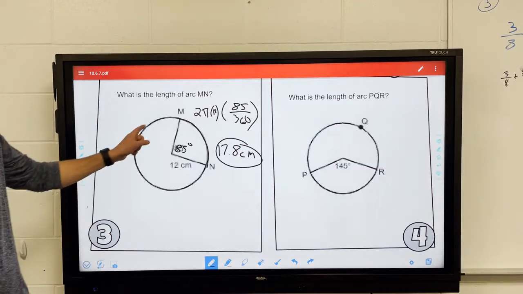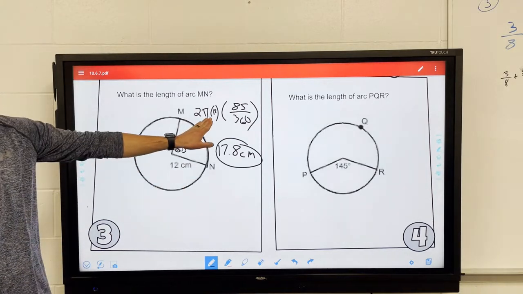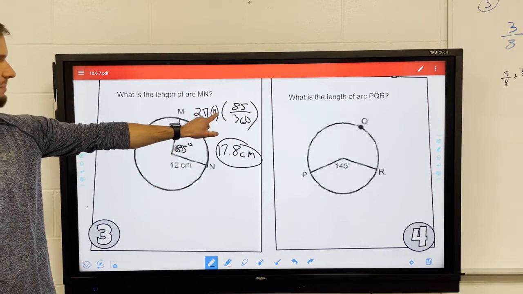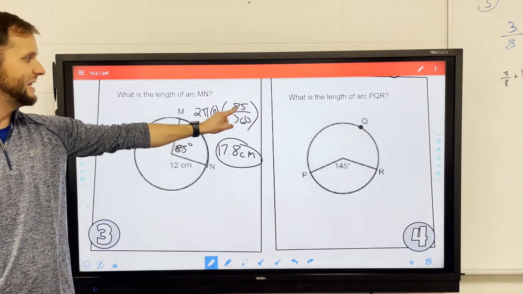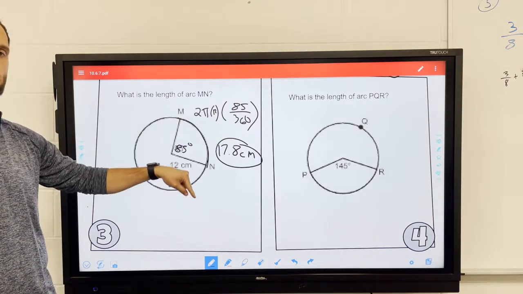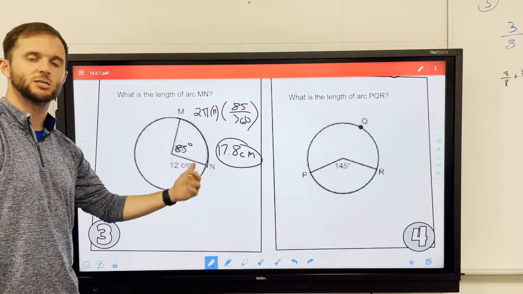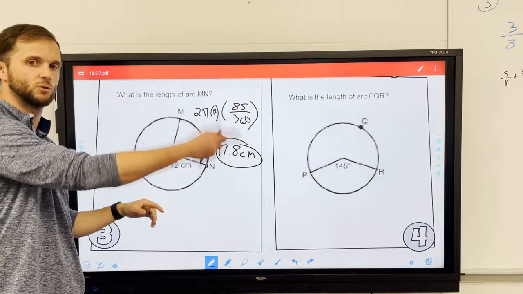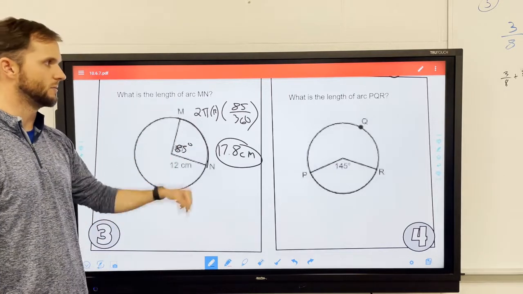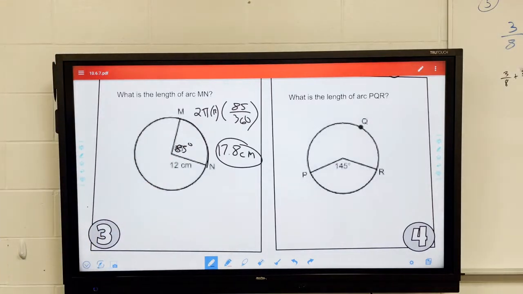So again, I found my total circumference by doing this formula here, and then I multiplied it by the ratio because 85 is representing that piece of the puzzle. So when I multiply it times that fraction, it's basically giving me that piece of the circumference. So that would be the distance from M to N there, okay?